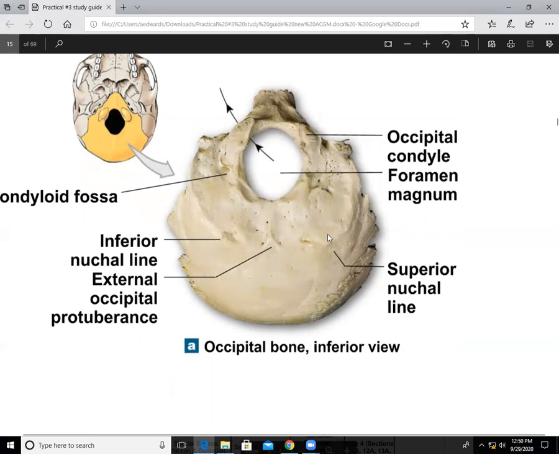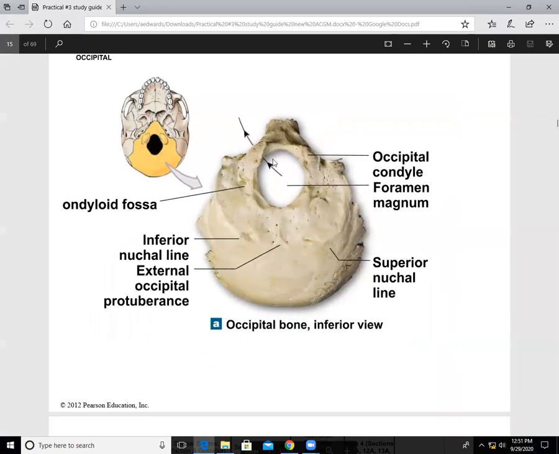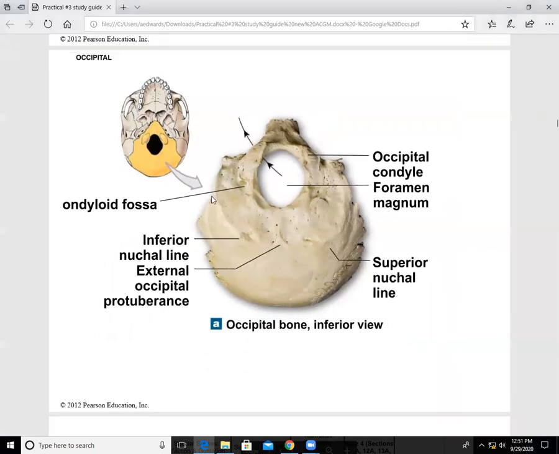It's kind of hard to see, but right here we call this area the superior nuchal line. This area up here is called the inferior nuchal line. I have another view of that, maybe a little easier to see. This triangle right there, we call the external occipital protuberance. I think this got cut off, but this should say condyloid fossa. It should be a C right there.